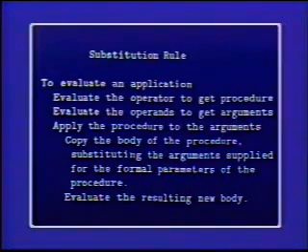Once we've gotten the operator evaluated to get a procedure and the operands evaluated to get arguments, we apply the procedure to the arguments by copying the body of the procedure, which is the expression that the procedure is defined in terms of. What is it supposed to do? Substituting the arguments supplied for the formal parameters of the procedure, the formal parameters being the names defined by the declaration of the procedure. Then we evaluate the resulting new body, the body resulting from copying the old body with these substitutions made.